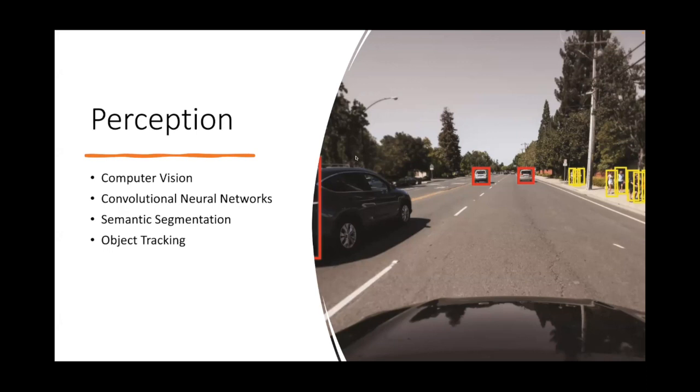Over the years, people have developed several different algorithms to achieve this perception. One of which is computer vision. Then we have convolutional neural networks, which I implemented, and I'll explain that in detail in the next slide. Then we have semantic segmentation, where you assign a semantic label to each pixel in the image and put it in a different class. You assign that class to those groups of pixels so that you can segment them. And then you have object tracking algorithms such as Kalman filters and other tracking algorithms like that.